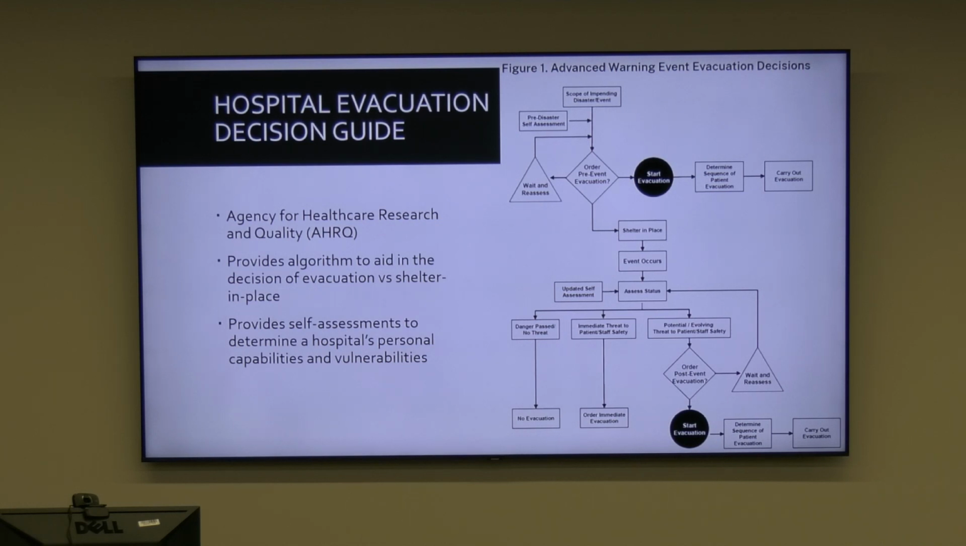Based on that, you might want to decide whether or not to order a pre-event evacuation. Let's say you decide that your hospital is not prepared to maintain or function under a disaster situation like a hurricane, then you might start evacuation. So you want to determine the consequences of patient evacuation, which the guide also lays out for you. And then you carry out the evacuation if you determine that the consequences are appropriate.